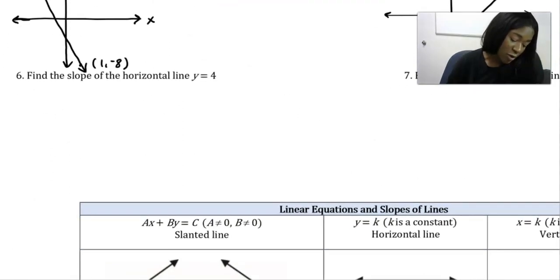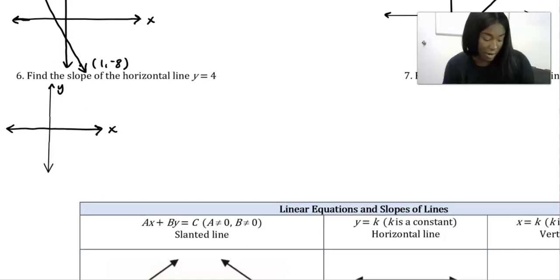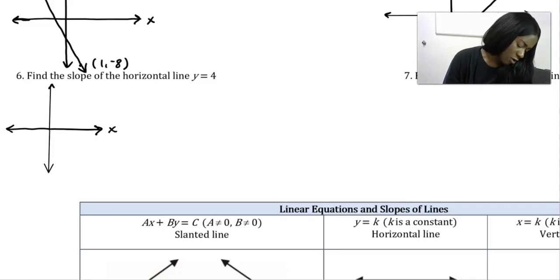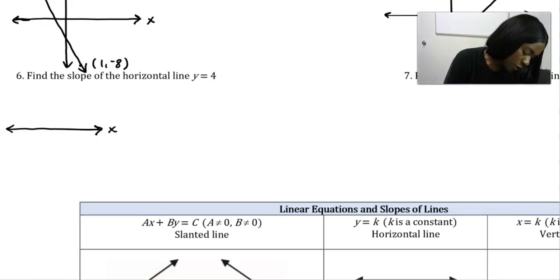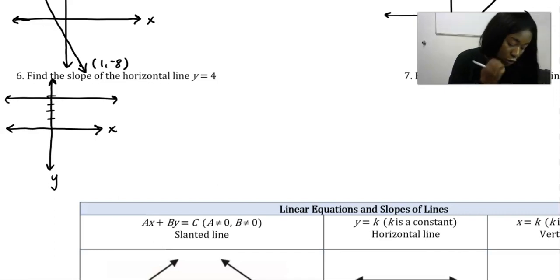Example 6, find the slope of the horizontal line y is equal to 4. First thing I'll do is I'll just graph that line. Notice that I am labeling my x and y axes every time I create a graph. And you will label your x and your y axis too every time you create a graph. I don't like that that's crooked. So the horizontal line y is equal to 4 looks like this. It goes through 1, 2, 3, 4 on the y-axis.